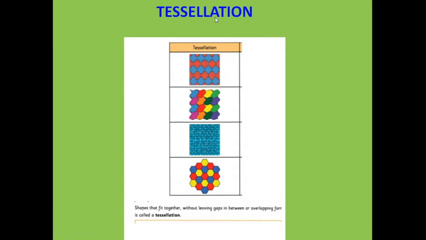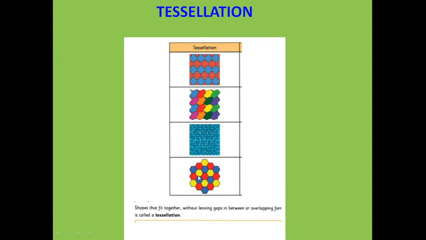Next we are going to see about tessellation. What is tessellation? Shapes that fit together without leaving gaps in between or overlapping form a tessellation. Look at the diagrams, various tessellations here. These shapes fit together without any space. There are similar shapes which fit together and there is no gap in between. Such shapes are called tessellation.